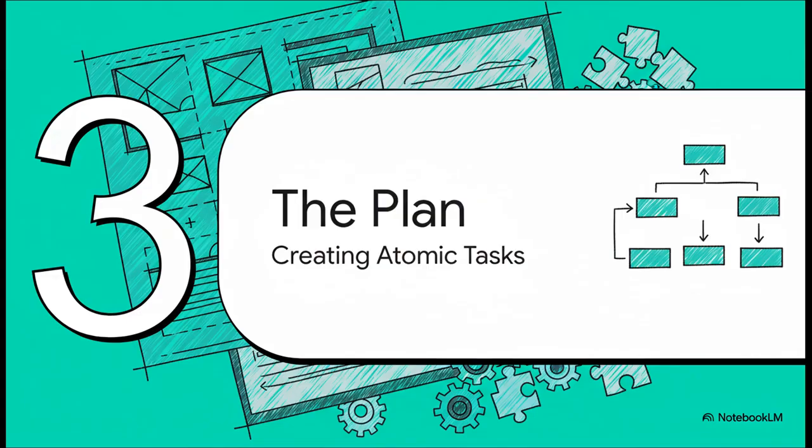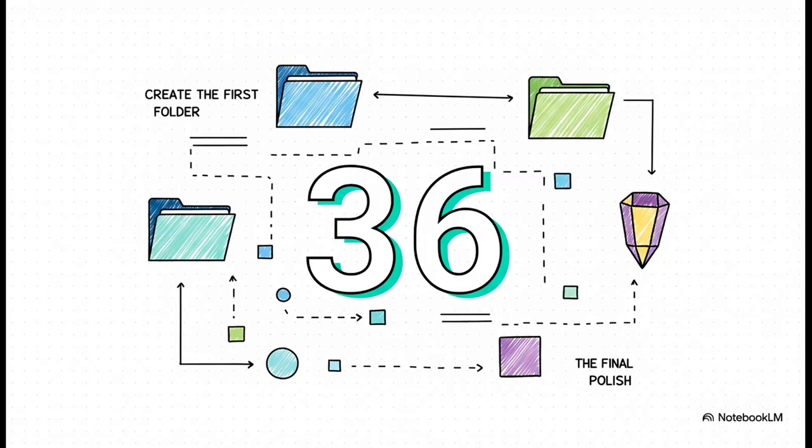Now we can move on to the next phase, the plan. This is where we create the detailed construction plan by breaking the entire project down into tiny, manageable, step-by-step tasks. And when I say tiny, I mean tiny. The whole app, from literally creating the first folder all the way to the final polish, is broken down into exactly 36 individual tasks. Every single step, all accounted for. Nothing is left to chance.